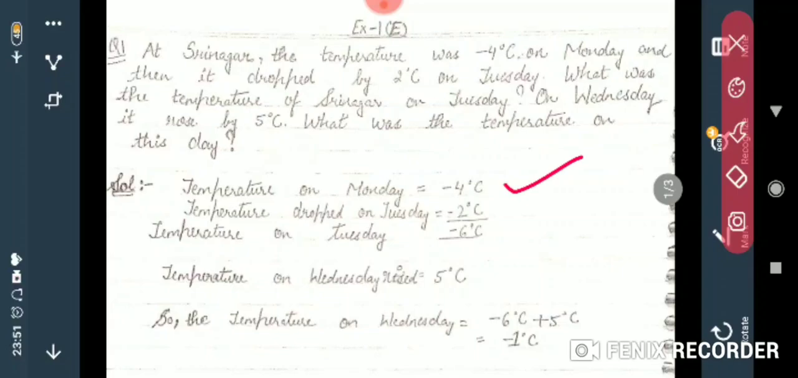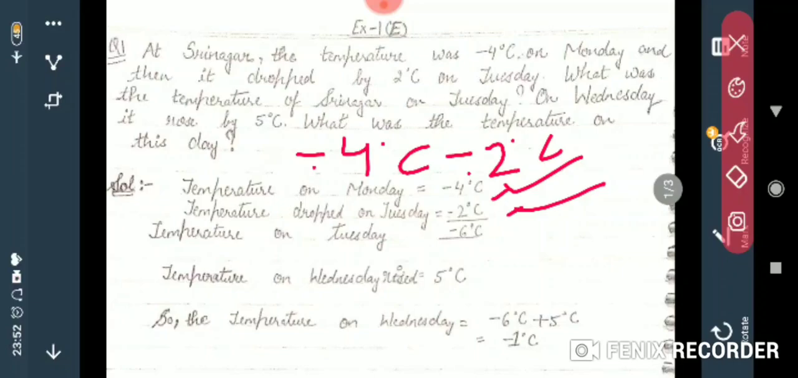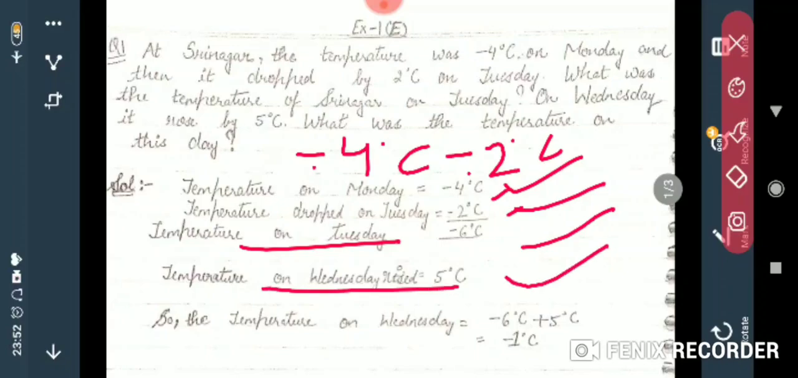The temperature on Monday was -4 degrees Celsius. As the temperature dropped, what will you do? When something decreases, what do you do? You subtract. So the temperature decreased on Tuesday by 2 degrees Celsius, because already on Monday it was -4 degrees Celsius. As both are negative, -4 degrees Celsius and -2 degrees Celsius, both will be added and you will get -6 degrees Celsius. So what was the temperature on Tuesday? -6 degrees Celsius. Then on Wednesday the temperature rose.